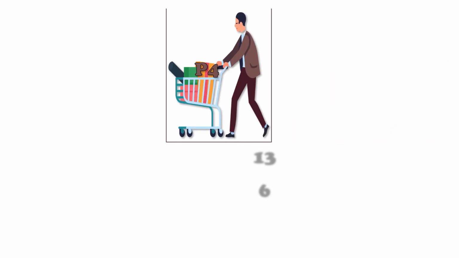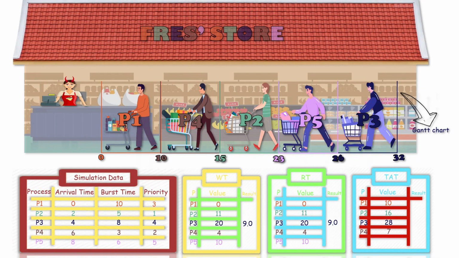In process 4, it finished at 13, and the turnaround time is calculated by completion time, which is 13, minus arrival time, which is 6, and we get the result 7. Put the result in the data, and let's find process 5 value.